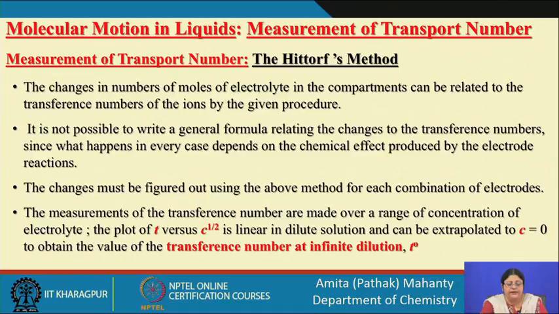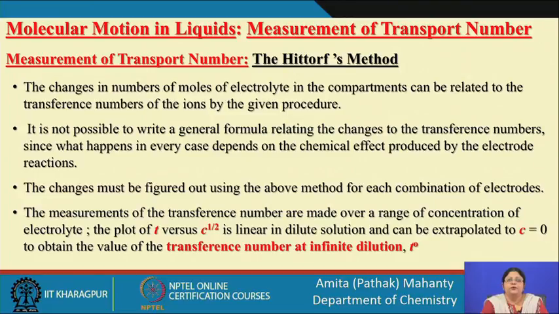It is not possible to write down a general formula relating the changes to the transference number, since whatever is happening in each case depends on the chemical changes occurring in the electrode compartment, or the electrode reactions which are taking place. Changes must be figured out using the method which we have just established for each compartment. The measurement of the transport number is made over a large number of concentrations of the electrolyte.